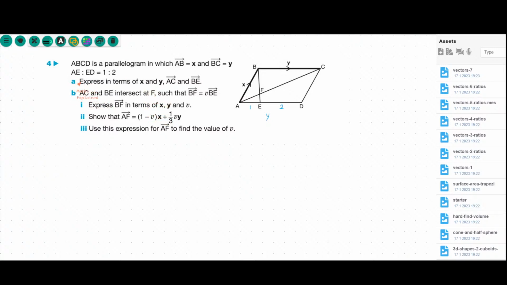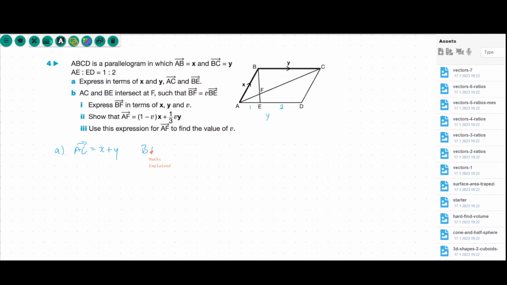Alright, so then part a says express in terms of x and y, AC and BE. Okay, so AC, well, firstly let's find what that is. That's the diagonal of the parallelogram, and that's not too difficult, right? From A to C, it's AB plus BC, that's just x plus y. So for part a, we've got our AC. This is x plus y.